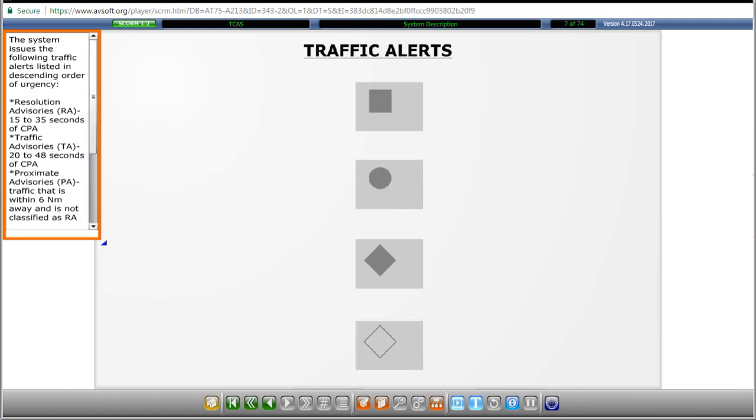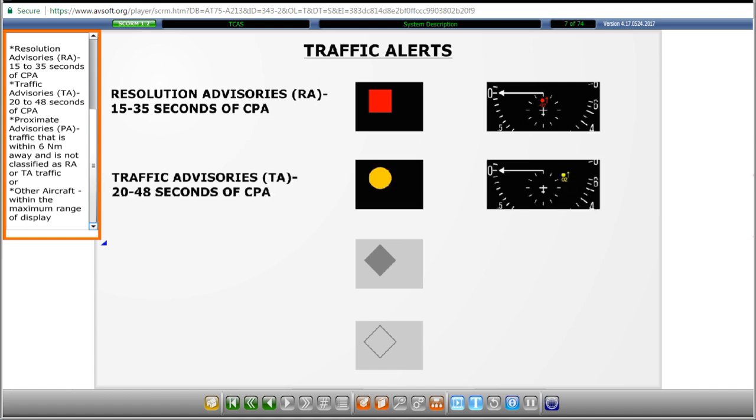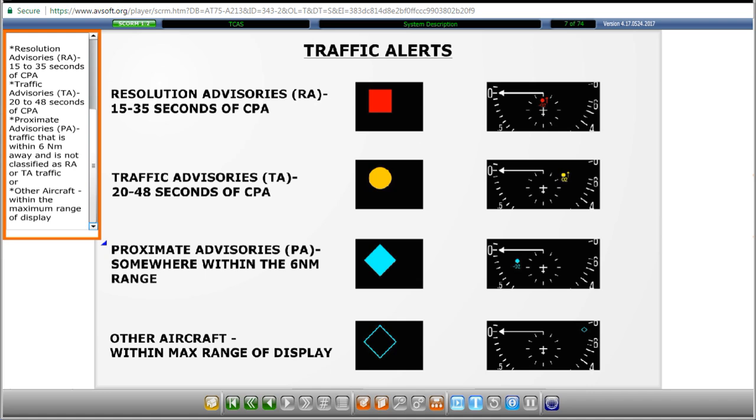The system issues the following traffic alerts, listed in descending order of urgency: resolution advisories, 15 to 35 seconds of CPA; traffic advisories, 20 to 48 seconds of CPA; proximate advisories, traffic that is within 6 nautical miles away and is not classified as RA or TA traffic, or other aircraft within the maximum range of display.